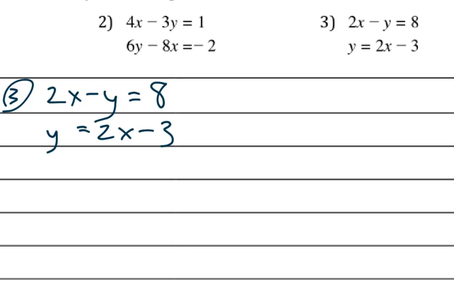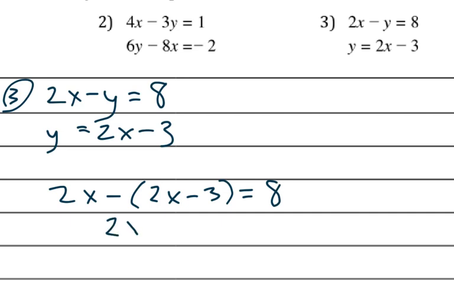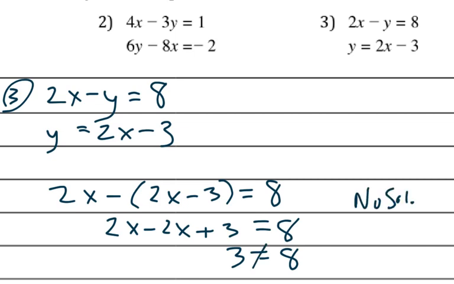2x minus y equals 8, y equals 2x minus 3. Just like the previous ones we did in the last set of videos, I think that we're going to be able to jump right in. I got 2x minus y, which I'm substituting 2x minus 3 in to replace. So I get 2x distributing the negative, flips the sign on everything on the inside there, and then it says 3 equals 8. Since this is not true, you would say, well, no solution.